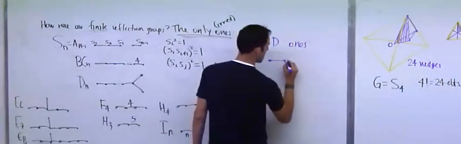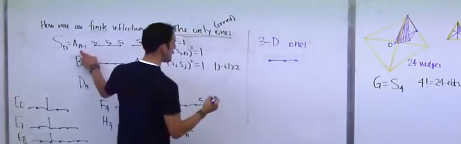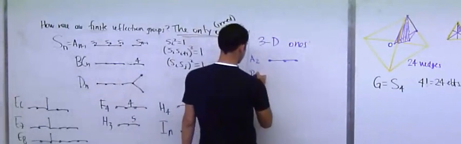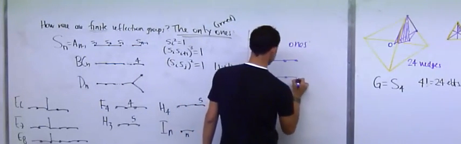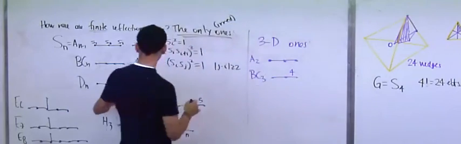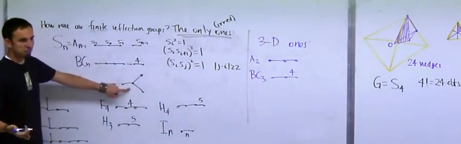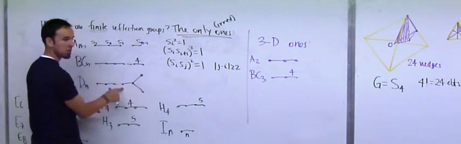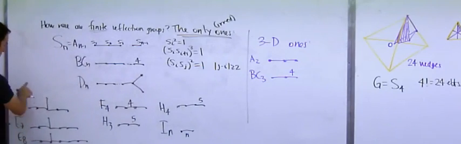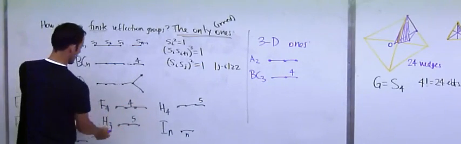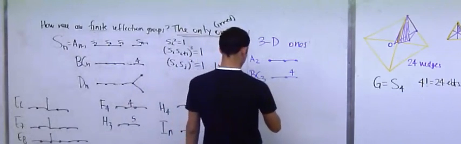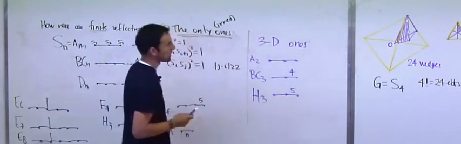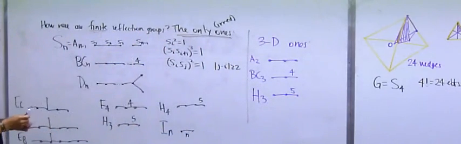And so what can you have here with three vertices? A3, then you could have this one, BC3. Can you have this one? That already you cannot have because you need to split into 3 branches. You would need 4 vertices. So this doesn't exist in 3 dimensions. These don't exist. This doesn't. H3 is the only one. And I_n is 2-dimensional.